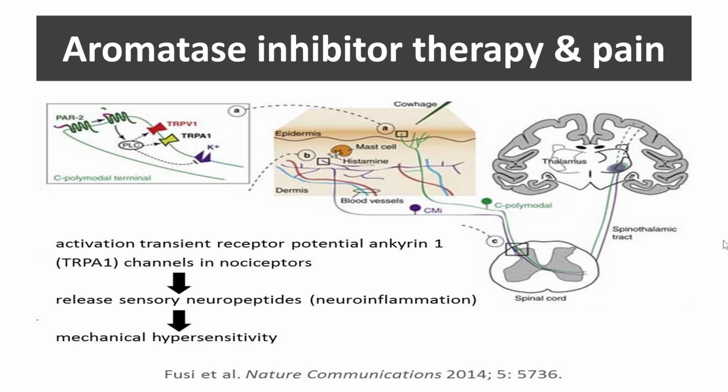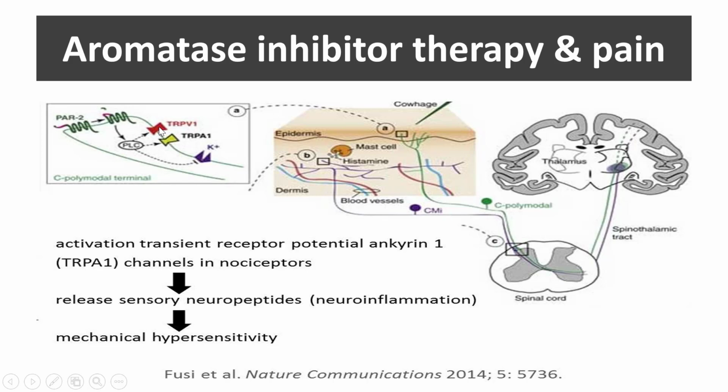Another treatment factor related to pain in cancer patients and especially in the cancer survivors is the use of aromatase inhibitor therapy. Aromatase inhibitor therapy is an effective treatment for hormone-sensitive types of cancer to prevent cancer recurrence and also to treat certain types of cancers which are hormone sensitive. But one of the negative side effects of aromatase inhibitor therapy is that they also activate one of the ion channels, as you can see on this figure, one of these ion channels in the C fiber endings.